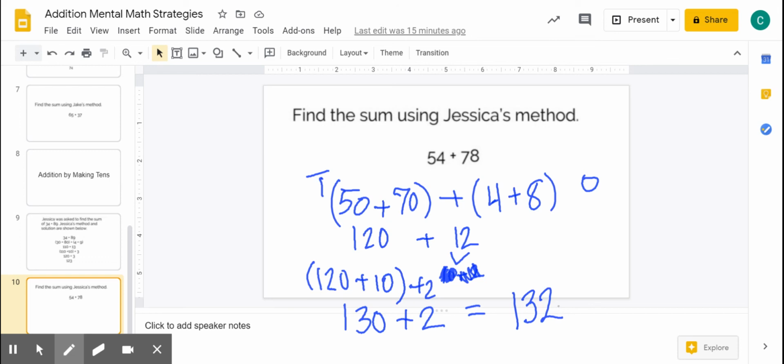So now you have seen 3 different ways that students can add 2-digit numbers using mental math. Which one will your child choose?